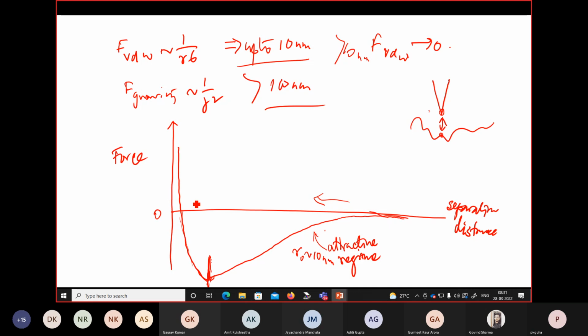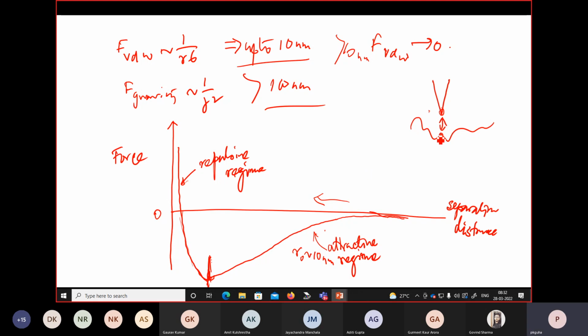Okay, this is my repulsive regime. Let me explain how this attractive regime and repulsive regime comes into picture. So this van der Waals force is attractive in nature, as I said, because this atom and this atom creates a plus delta and minus delta charge momentarily and creates the attraction. Okay, so the closer they are, you will get more and more attractive force.